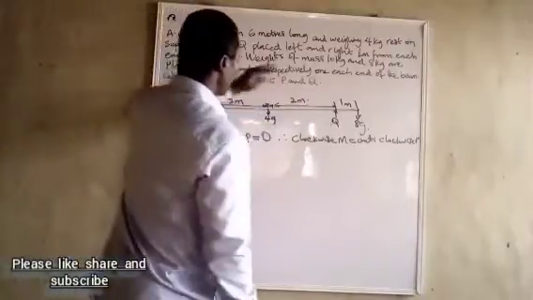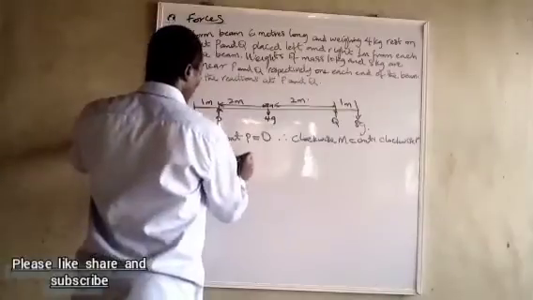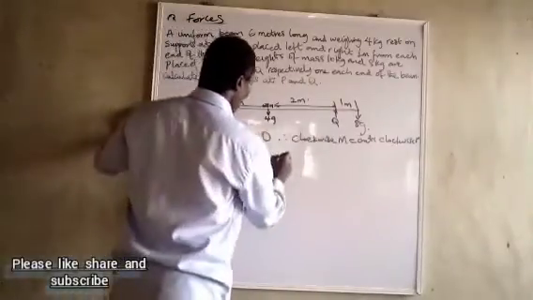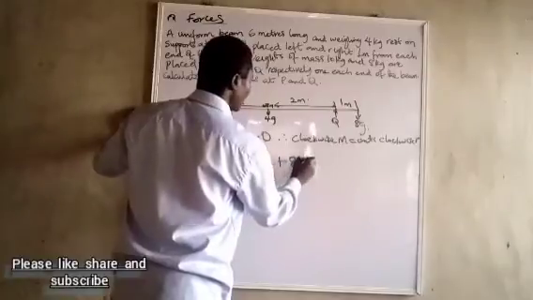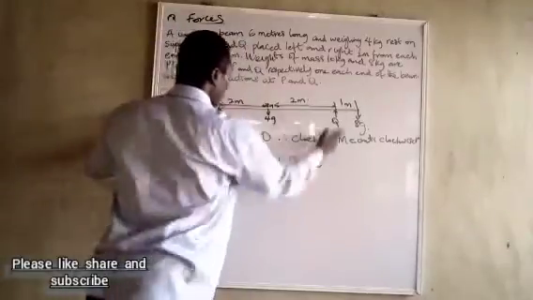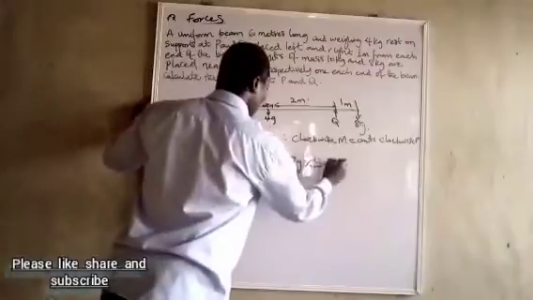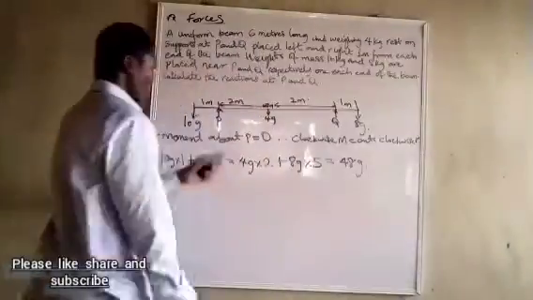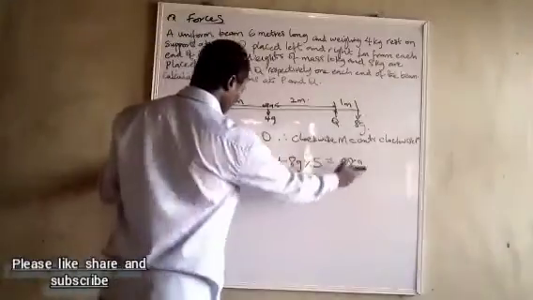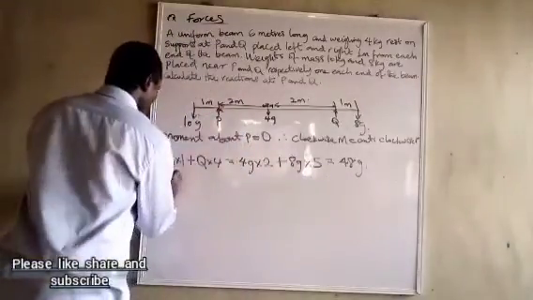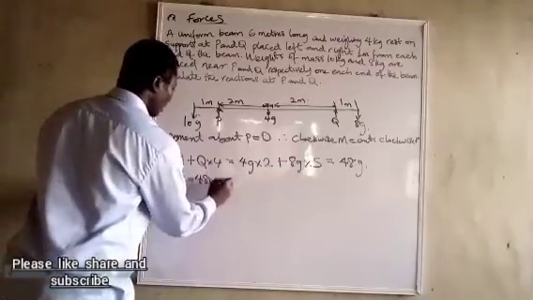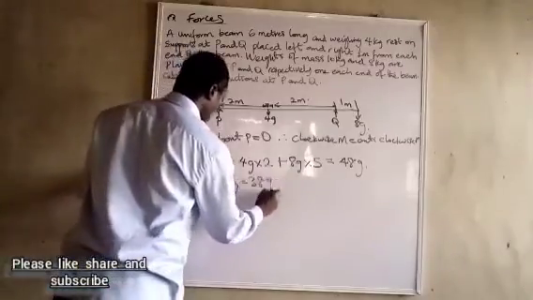You can see Q times 4 is equal to 4G times 2 plus 8G times 5. From this place to this place is 5. So I can say that this one is 48G. This one is 8. This one is 48G. Therefore, 4Q is equal to 48G minus 10G, which is 38G.